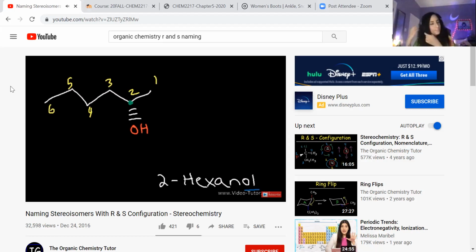Now, because the OH is in the back, the hydrogen has to be in the front. So let's go ahead and rank.